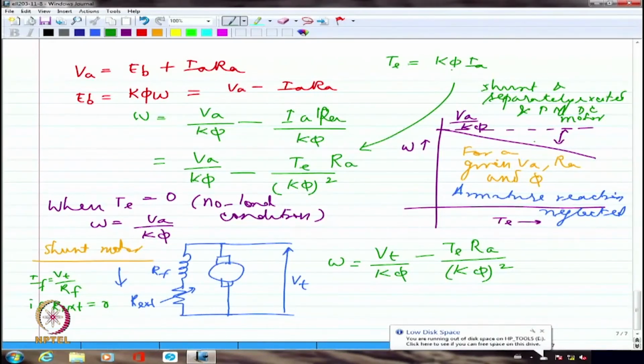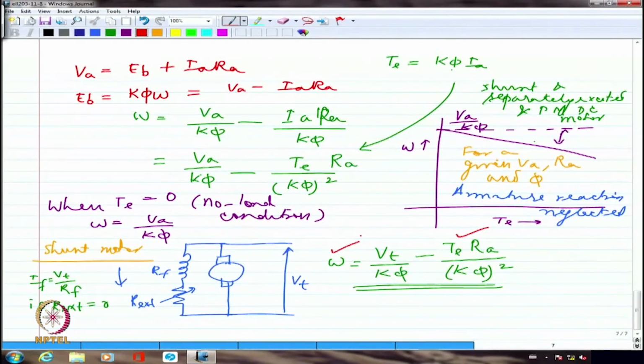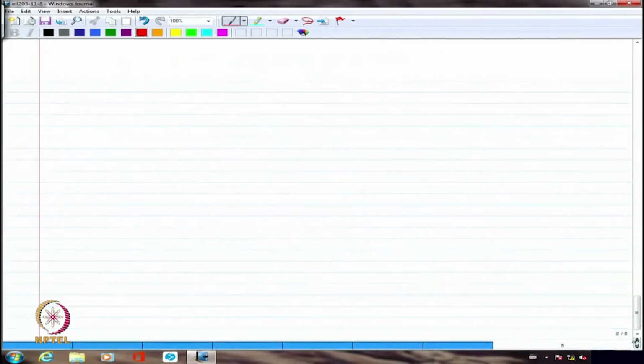Now, because I have this, I should be able to say at a given torque, if I want to get different values of speeds, I should be able to get different values of speeds either by adjusting the voltage, or by adjusting the armature resistance, or by adjusting the flux value. So three of these different methods will be employed normally for speed control of DC motors. So if you look at the speed control of, yeah?